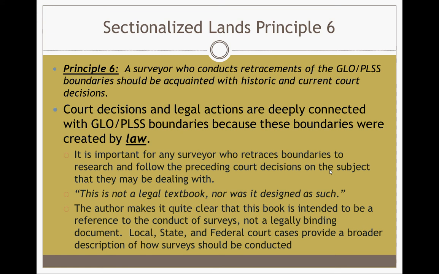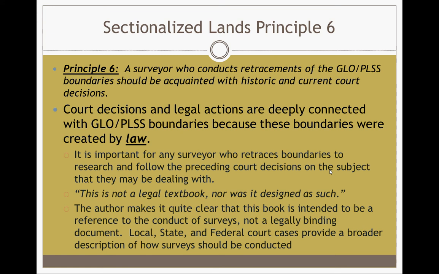Principle 6. A surveyor who conducts retracements of the GLO or the PLSS boundaries should be acquainted with historic and current court decisions. Now, we're going to get into court decisions when we talk about the semester paper assignment, which I'm going to give you in about another week. I want to try to start it this week, but I just don't know that we're going to get to it. It's important that you read and research court cases and look at precedent court cases on the subject.